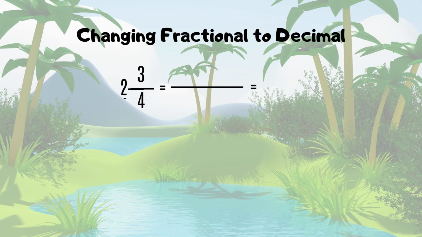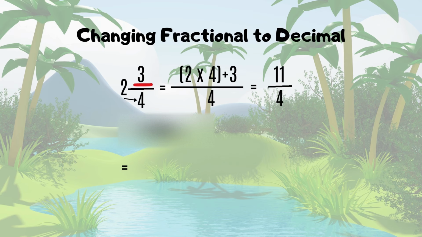Step 1. Multiply the whole number by the denominator. 2 times 4. Step 2. Add on the numerator, plus 3. Step 3. Write the improper fraction by using the calculated value as the numerator over the original denominator, which is 4. And the decimal value is 2.75.